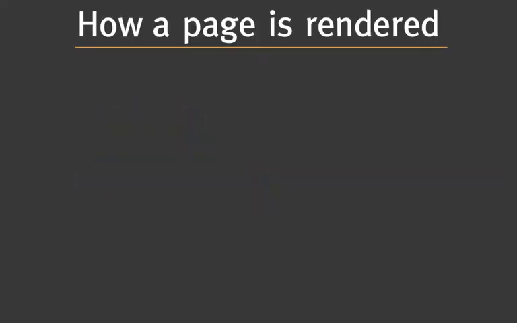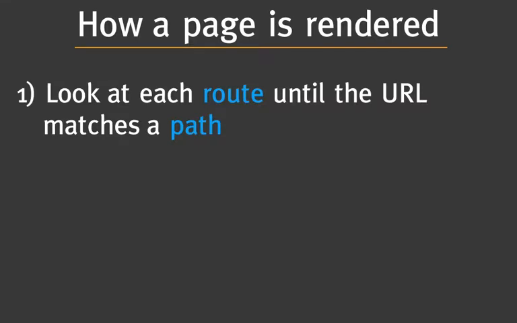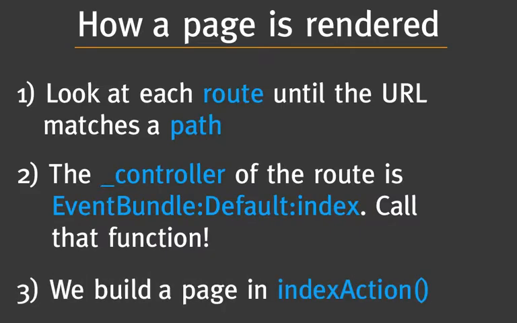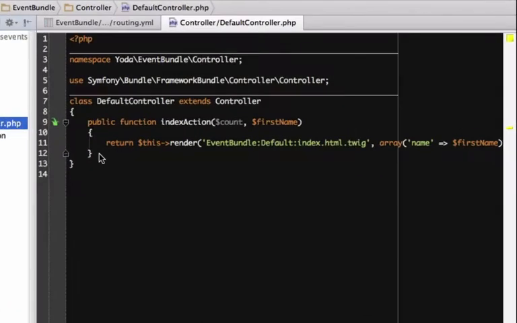3 steps. That's all that's behind rendering a page. 1. The URLs are compared against the routes until one matches. 2. Symfony reads the underscore controller key and executes that function. And 3. We build the page inside the function. The controller is all about us. It's where we shine. Whether the page is HTML, JSON, or a redirect, we make that happen in this function. We might also query the database, send an email, or process a form submission here.